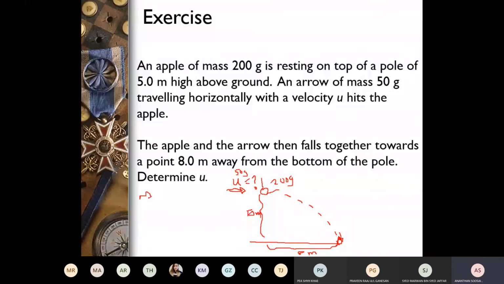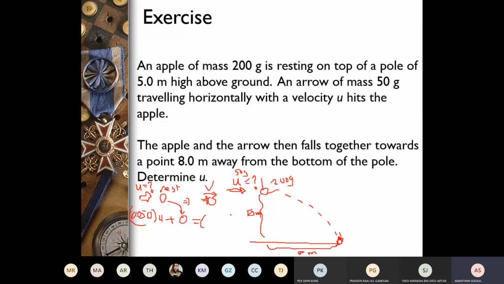The arrow is moving to the right first, okay? The apple was at rest, okay? Then after collide, what happened? After collide, the apple and the arrow were together, moving forward with V, we don't know the V, and we are looking for the u. So how is the equation going to be? The mass of the arrow is how much? 50 gram. We put 0.05, and we write in kg, 0.05 u plus the momentum of the apple, which is zero, equals to the both together.